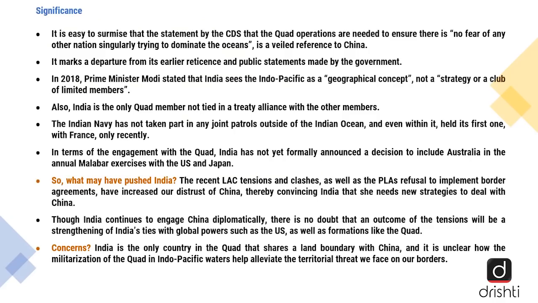Let us look at the statement. It is very easy to understand the statement made by the CDS, that there is no fear of any other nation singularly trying to dominate the ocean. It is easy to surmise that this statement is a veiled reference to China because of the recent border skirmishes. And if this is going to be followed by India, or if we are shifting our policy, it definitely marks a departure from the earlier reticence.